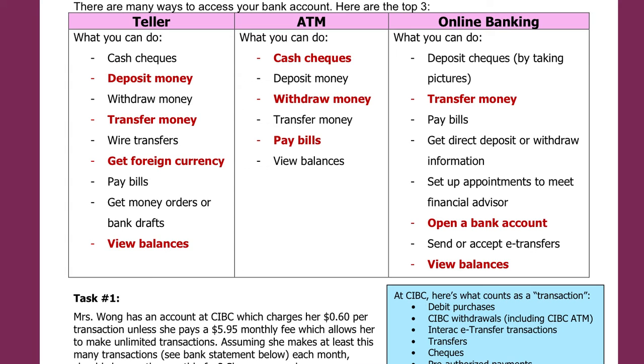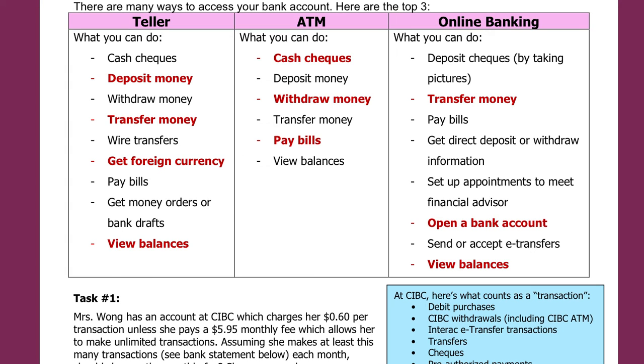So there's different ways that you can get access to your account. So here's the top 3 that we would be using. So a teller, so going into a bank and actually dealing with the person who works behind the counter at the bank. So here are some things that you can do with that person. So you can cash checks, deposit money, withdraw money, transfer money.